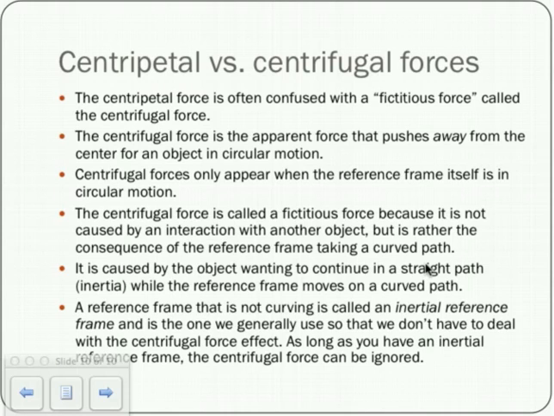The centrifugal force is called a fictitious force because it's not caused by an interaction with another object, but rather it's a consequence of this reference frame taking a curved path.